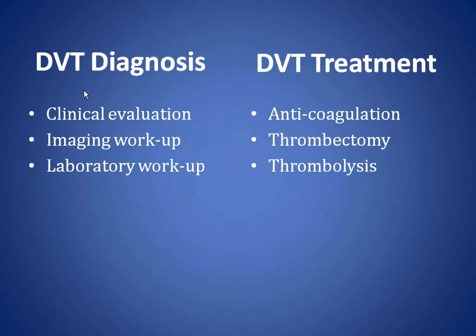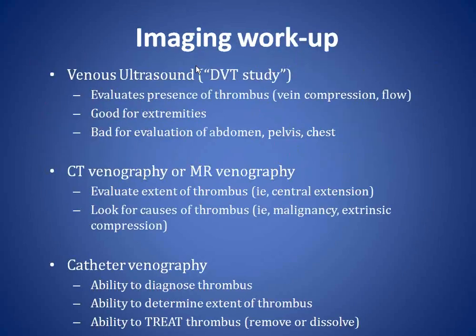So how do we diagnose it? Clinical evaluation, imaging workup, laboratory workup, all of these are involved in the diagnosis. And then what are the treatment options? Anticoagulation, thrombectomy, thrombolysis. I'll talk about these a little bit more in detail. The imaging workup we went through with that case example.